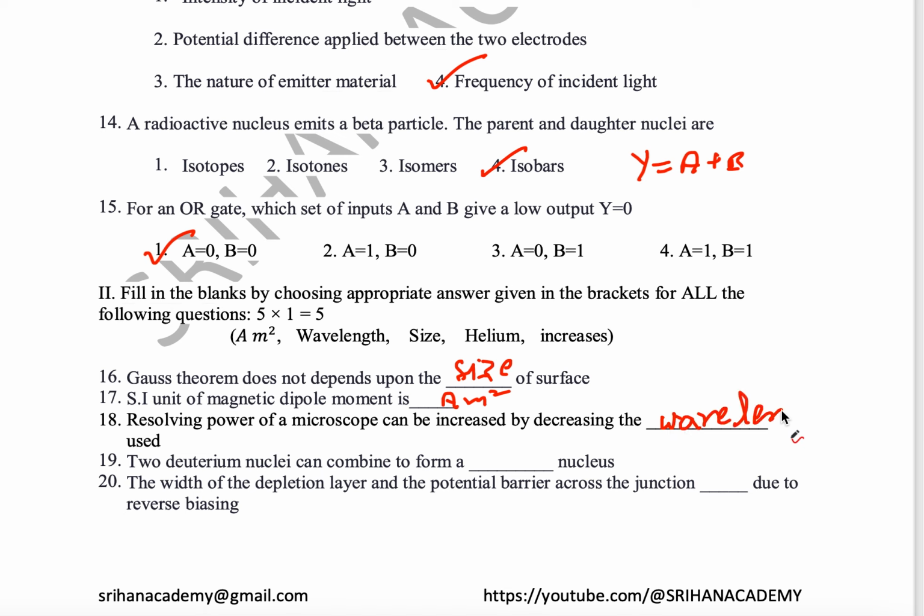Next, two deuterium nuclei can be combined to form a heavy nucleus, that is helium. And the last one: the width of the depletion layer and potential barrier across the junction dash due to reverse biasing, so it increases. So these are the MCQ and fill in the blanks answers, students.